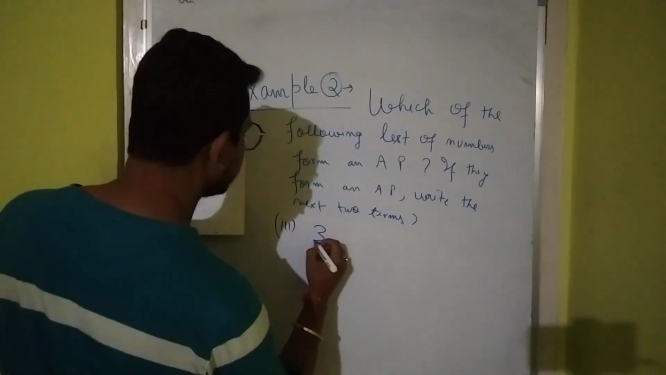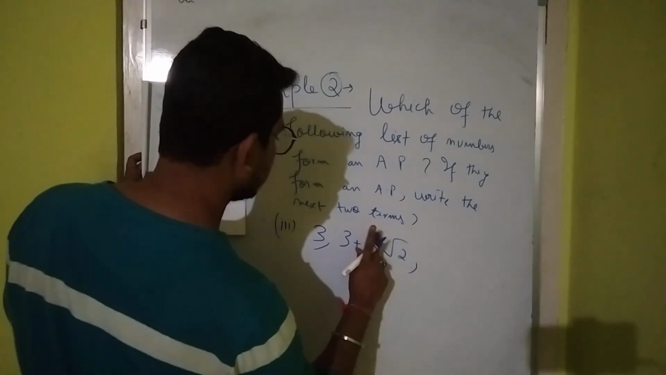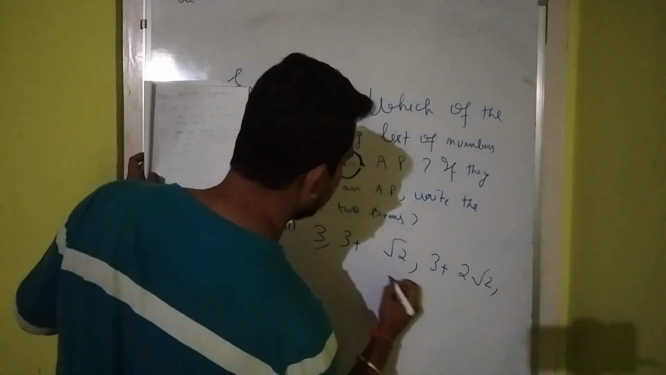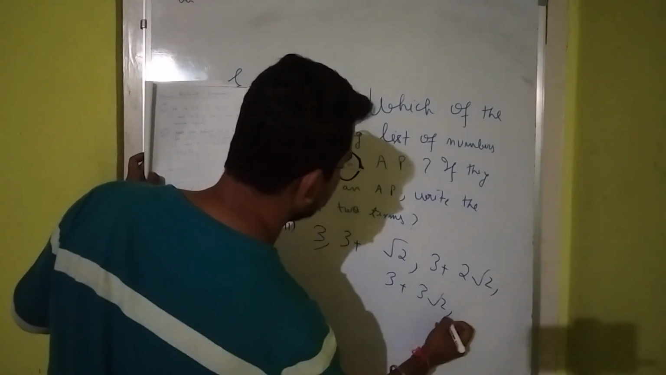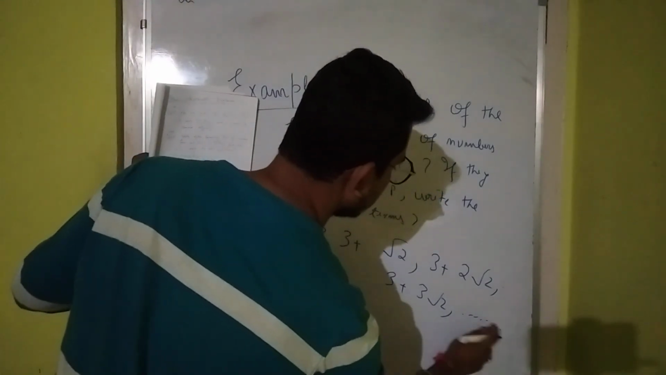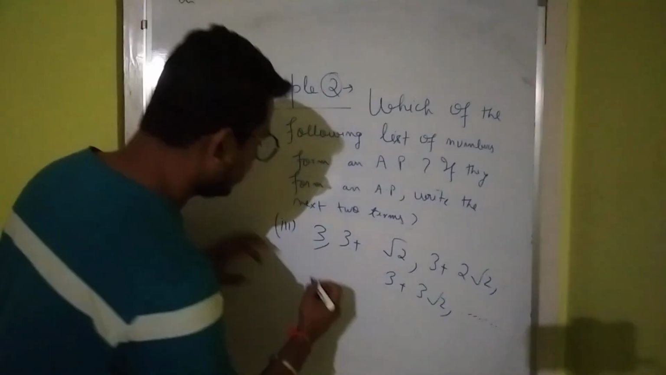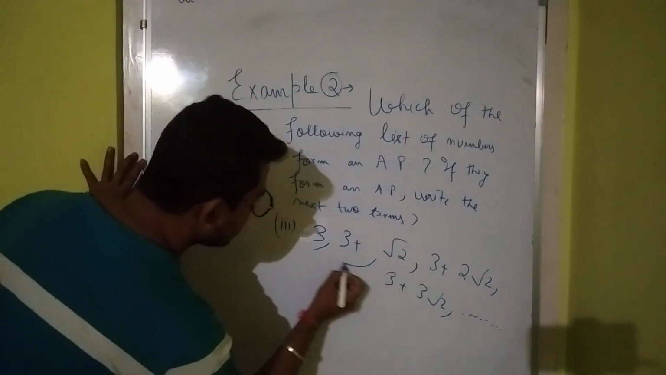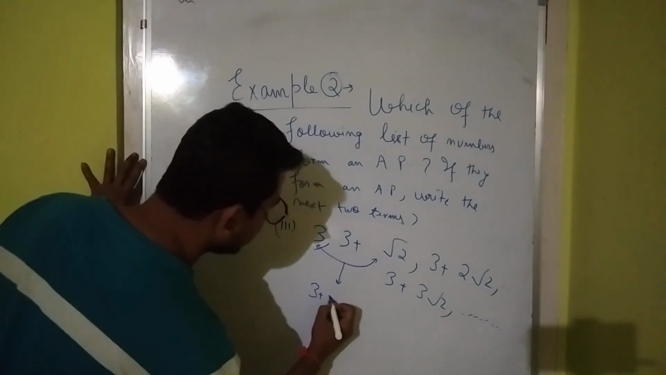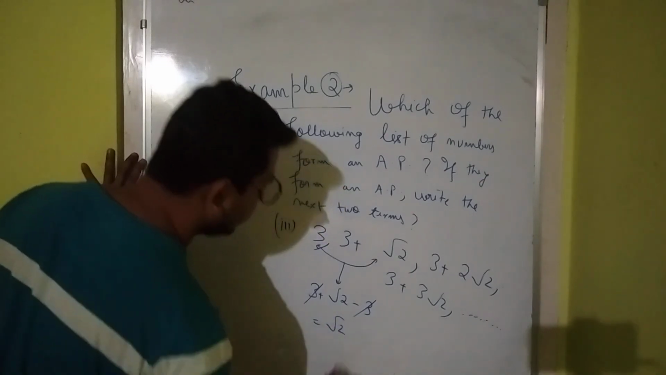So the next sequence is 3 plus root 2, 3 plus 2 root 2, 3 plus 3 root 2 and so on. Okay, अब यहाँ पे देखो, what is the difference of these two numbers? It is 3 plus root 2 minus 3, right? The difference is root 2.